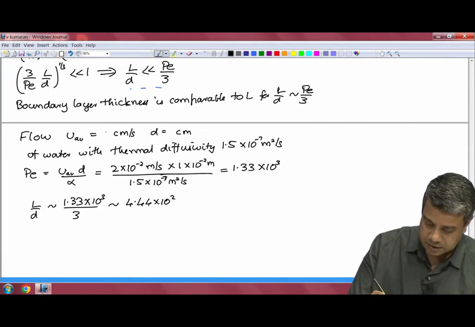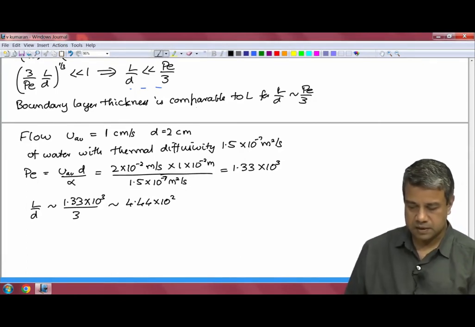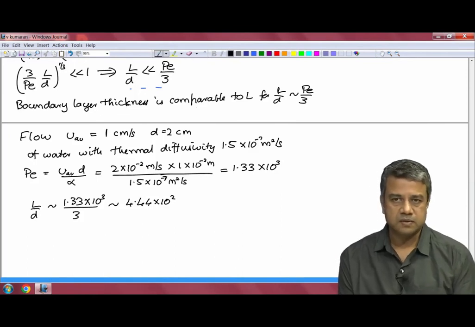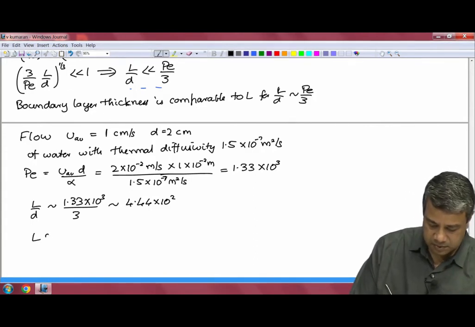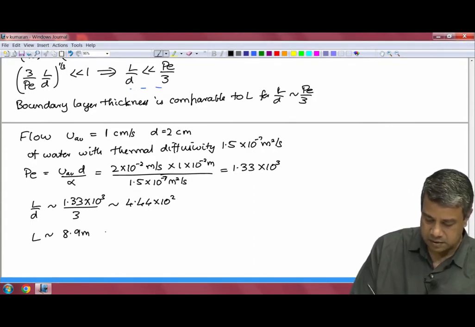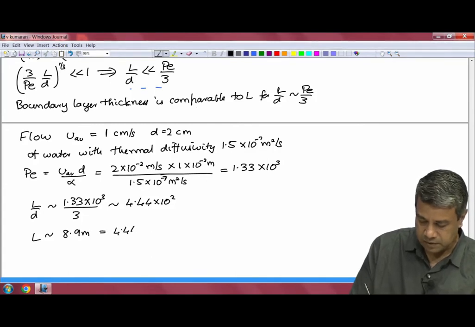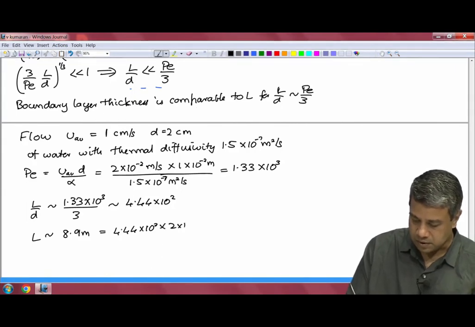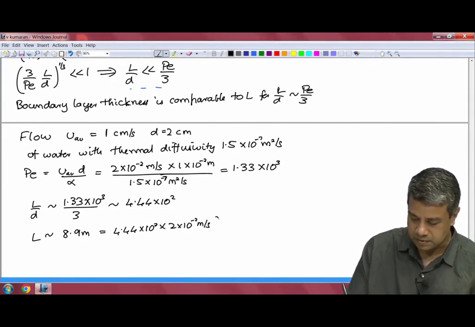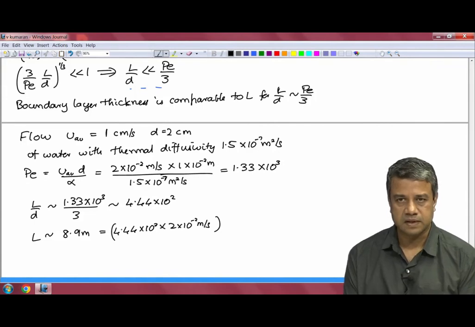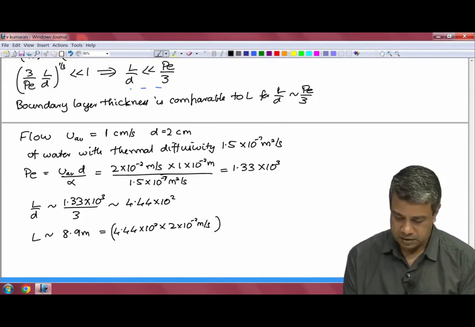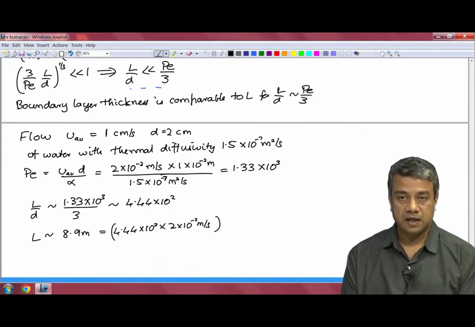I had actually done the calculation for 1 centimeter per second and 2 centimeters. So, if the diameter is 2 centimeters and the average velocity is 1 centimeter a second, this means that length has to be approximately 8.9 meters, which is 4.44 into 10 power 2, into 2 into 10 power minus 2 meters, in this particular example. My apologies, I had interchanged the average velocity and the diameter when I first stated the problem. So, you need a pipe of length 8.9 meters if the pipe diameter is 2 centimeters.